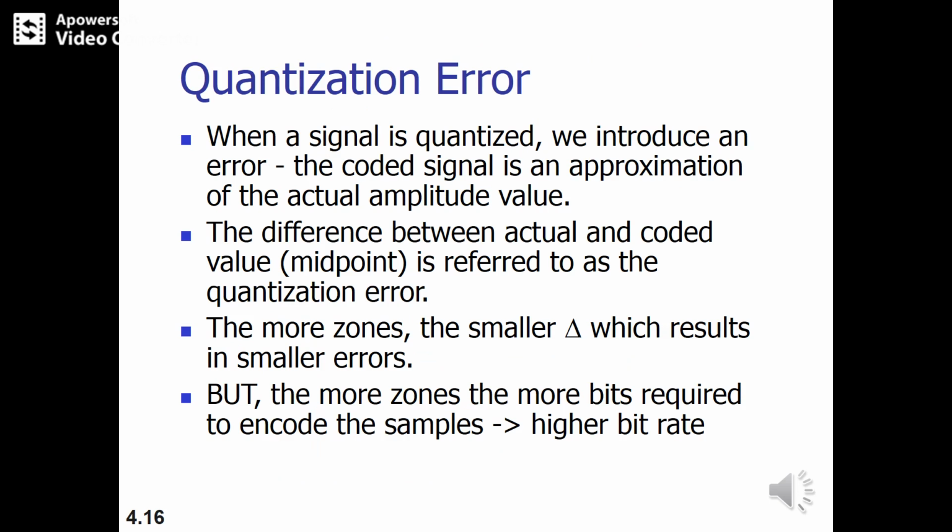So next comes the quantization error. When a signal is quantized, we introduce an error. The coded signal is an approximation of the actual amplitude value. The difference between the actual and the coded value is referred to as the quantization error. So what exactly is the difference between the actual and the coded value? That defines the quantization error. The more zones, the smaller the delta, which results in a smaller error.